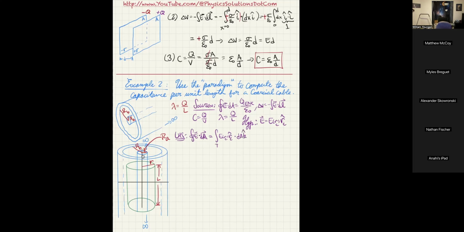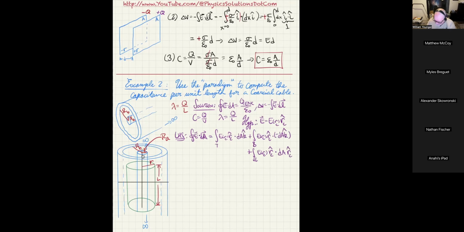That's the part over the top, plus the integral over the bottom of, in this case, E of R_C hat dotted with negative dA K hat, and then plus the integral over the soup label of E of R_C. Again, that's a cylindrical coordinate, R_C hat dotted with dA R cylindrical hat.